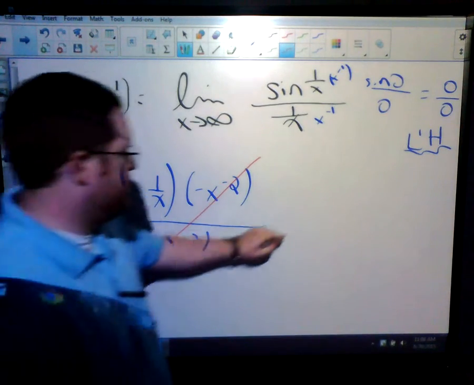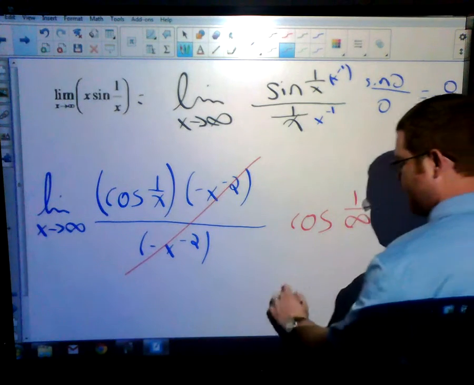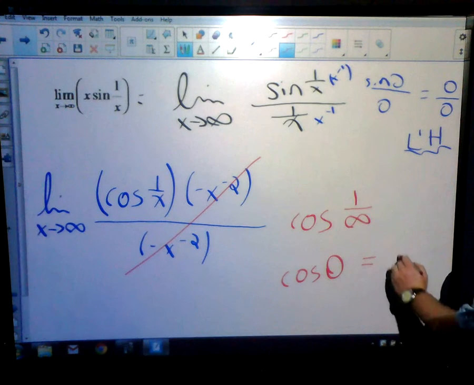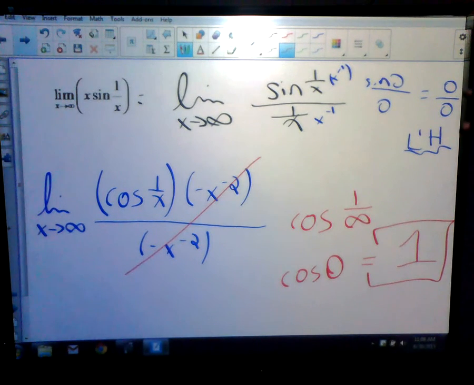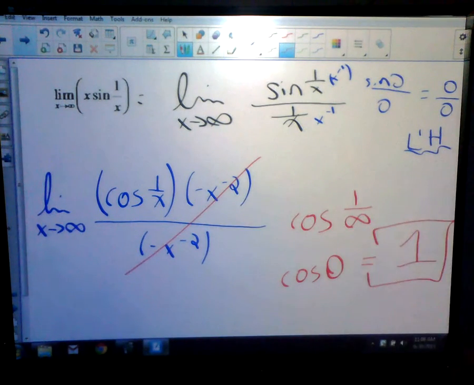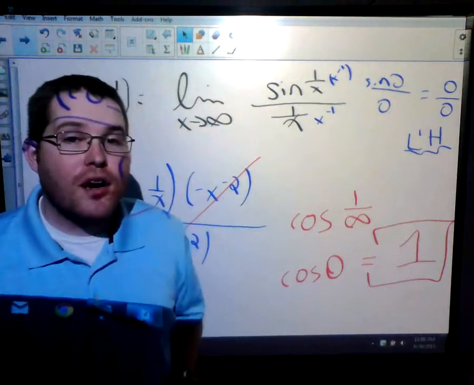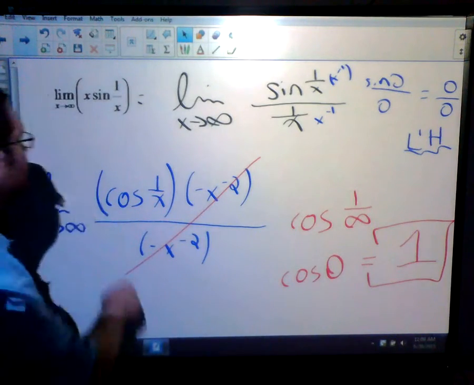So I've got cosine of 1 over infinity, which is cosine of 0, which is 1. So I plugged it in the first time to see that it's L'Hopital's rule and got 0 over 0. Did the derivative, canceled out what I could cancel out, plugged in, and now I got an answer of 1. This was a problem that wasn't a fraction to begin with. I had to rewrite it as a fraction.